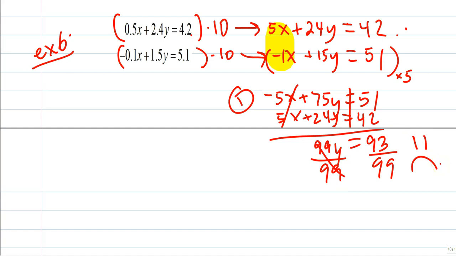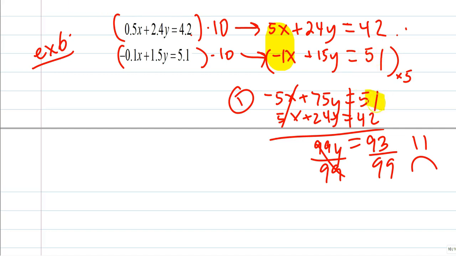Is it wrong? I don't know. Let's double check our work real quick. So let's see. 5, 24, 42, liking that. -1, 15, 51, liking that. I forgot to multiply the 51 times 5. Shame on me.